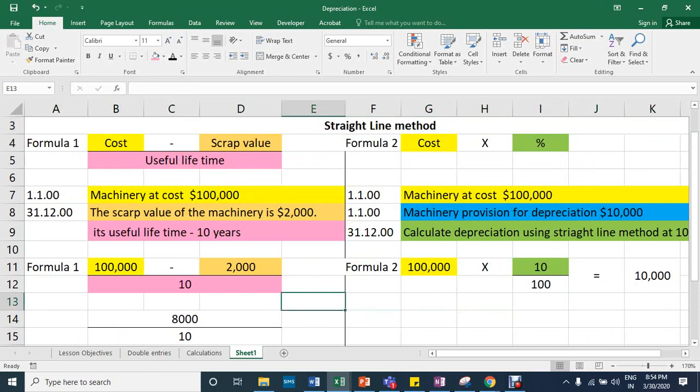Now you can complete this either in your notebook or in the Excel sheet and submit your work in the assignment in Microsoft Teams. Or you may complete it written in your notebook and you can copy paste the images into your notebook in Microsoft Teams. Now let's look at an example of how you're going to post the second formula to the ledgers.